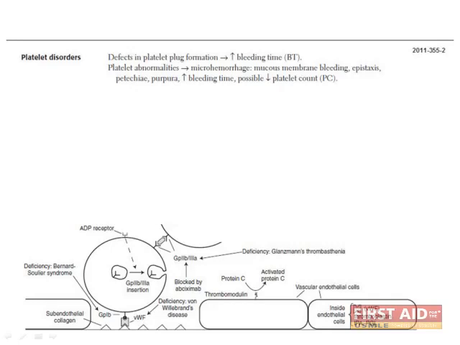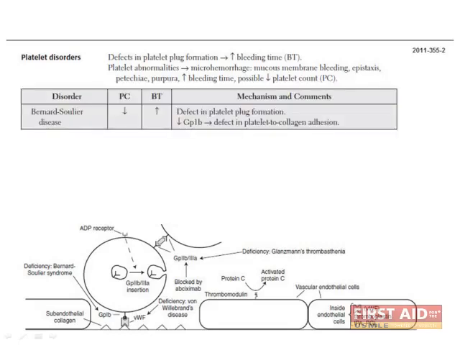Platelet disorders do not affect PT or PTT, but instead they increase bleeding time. They can also cause microhemorrhage, mucous membrane bleeding, epistaxis, petechiae, and purpura. We mentioned some of the platelet disorders earlier, but let's cover them in more detail. Bernard-Soulier disease is caused by a GP1B deficiency. GP1B is used to bind platelets to collagen, so without it, this adhesion cannot occur, and the platelet plug cannot form. These patients also have giant platelets, and as a result have fewer platelets, so they can be diagnosed with thrombocytopenia.